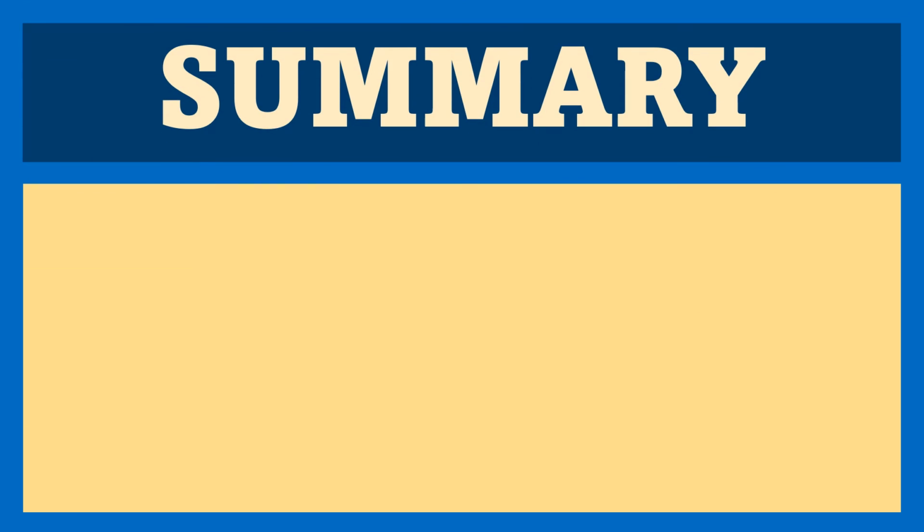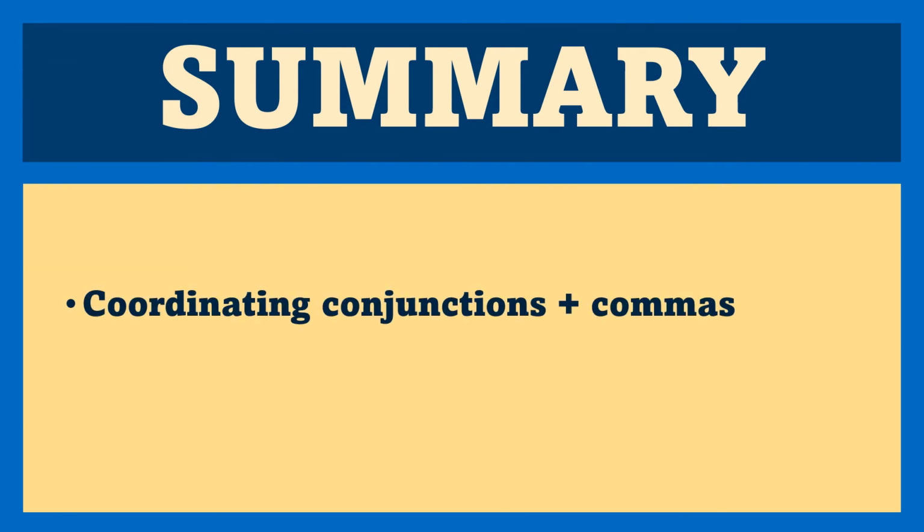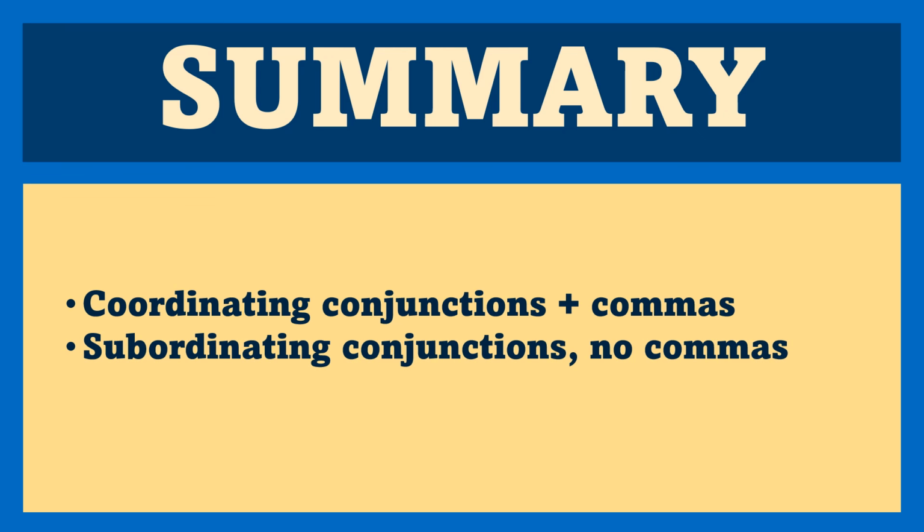Let us do a quick summary. When you're using a coordinating conjunction with a comma, you can link two independent clauses. And in that way, the comma will introduce an independent clause with the conjunction, forming a compound sentence, keeping in mind that the two clauses are independent and equally important. If, however, you're using a subordinating conjunction, there's no comma because the second clause is not an independent clause, and therefore there won't be a comma.